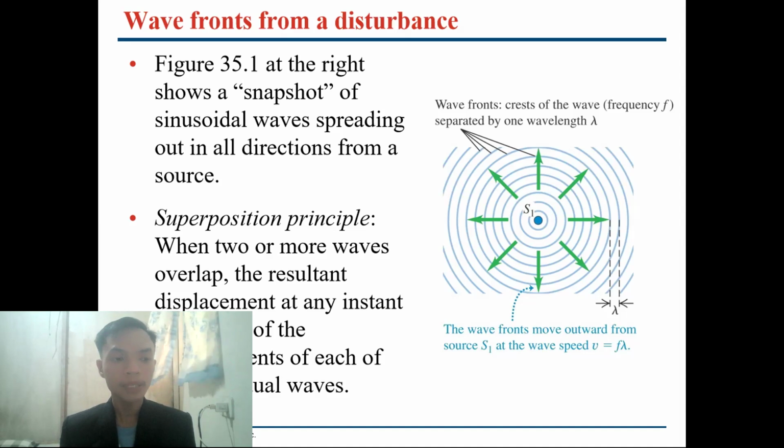When a disturbance occurs, waves spread outward in all directions. Each circle represents a crest, which is a wavefront. The superposition principle states that when waves overlap, their displacements add algebraically. This principle explains how interference patterns form when multiple sources emit waves simultaneously.